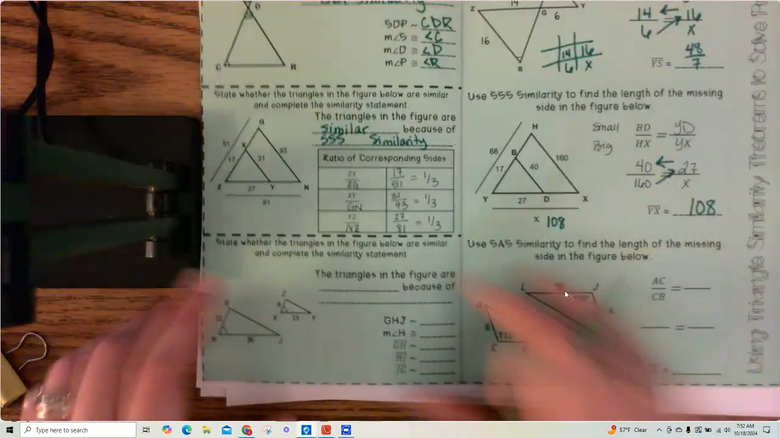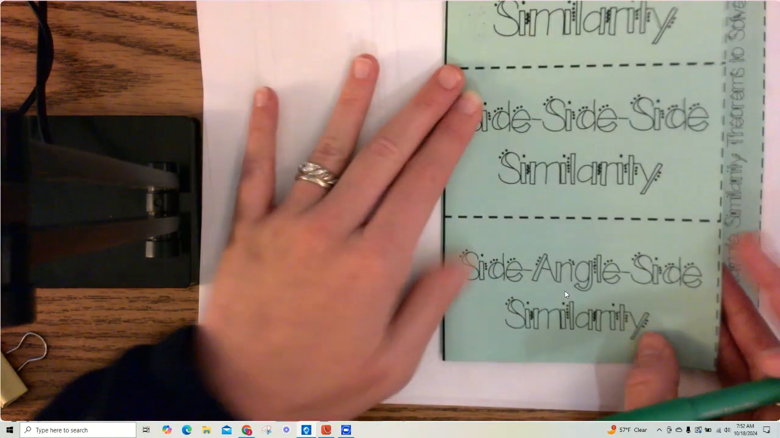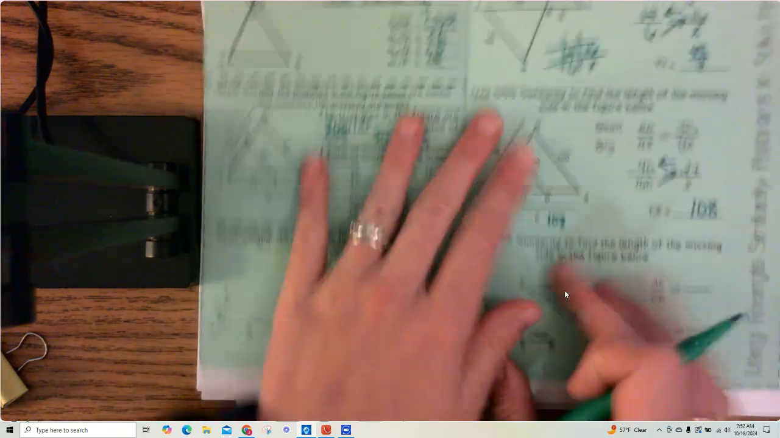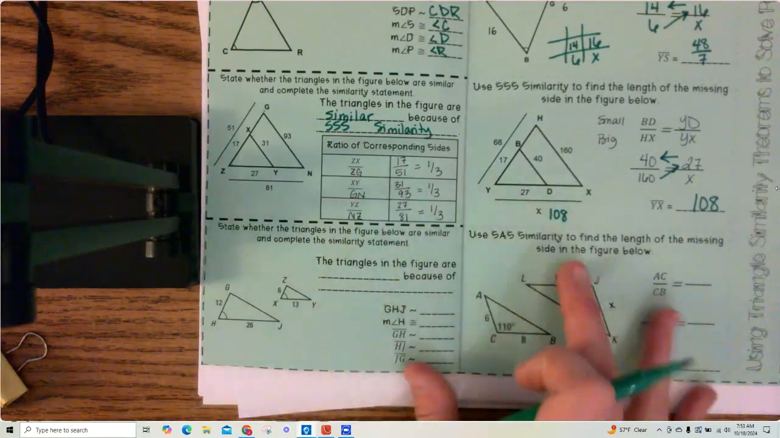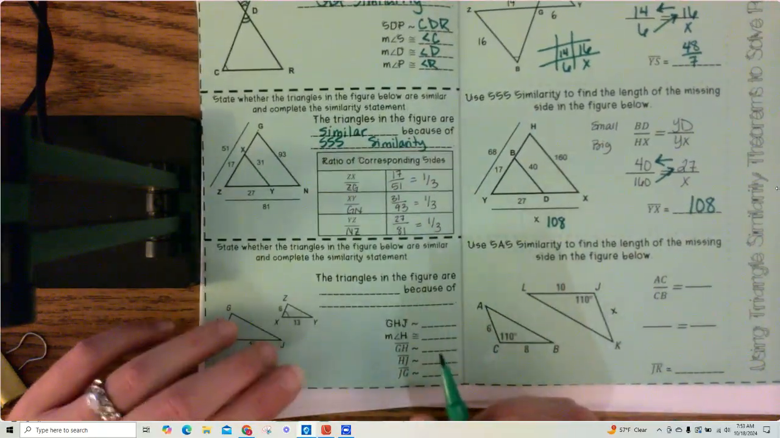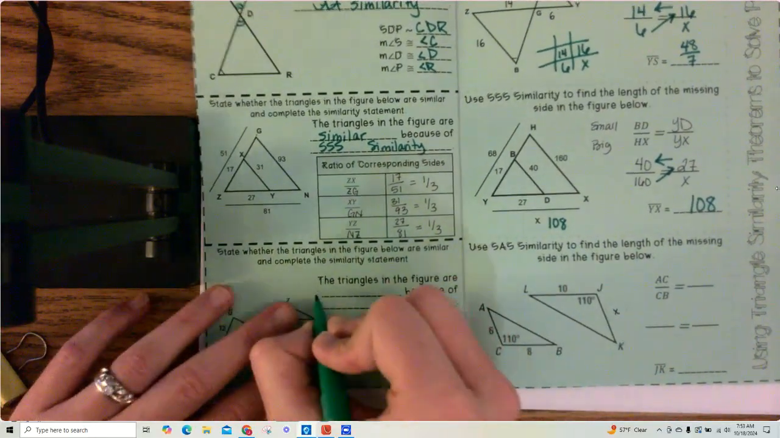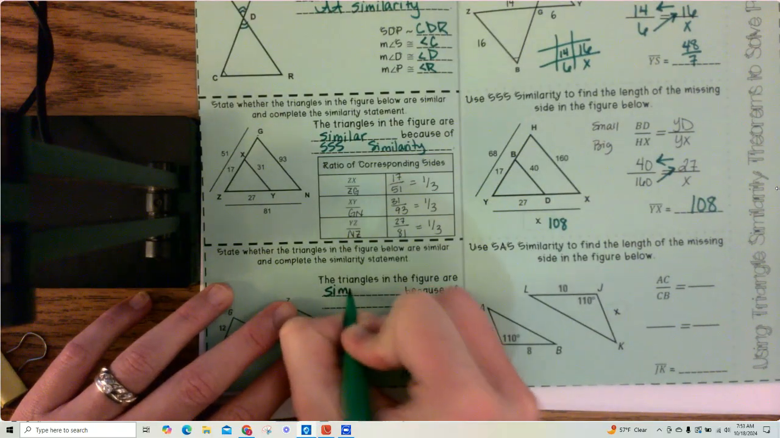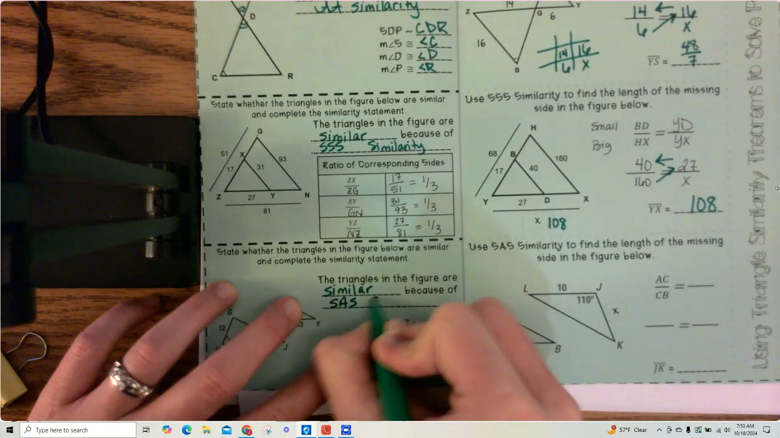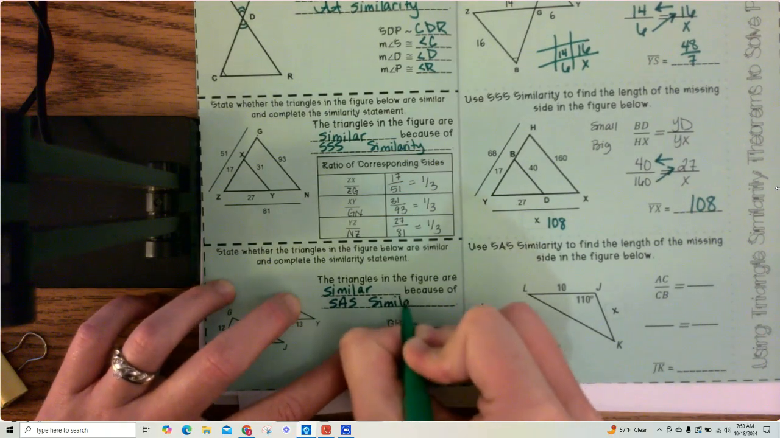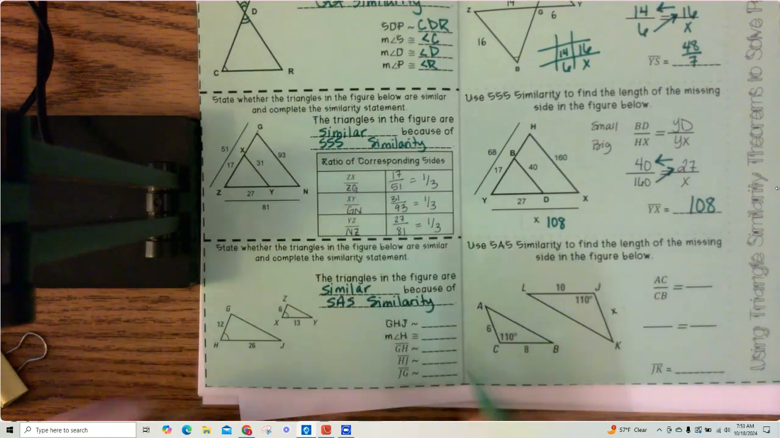All right, last one down here is going to be side angle side similarity. So state whether the triangles in the figure below are similar and complete the similarity statement. So the triangles in the figure are similar because of side angle side similarity. So now we need to match up.